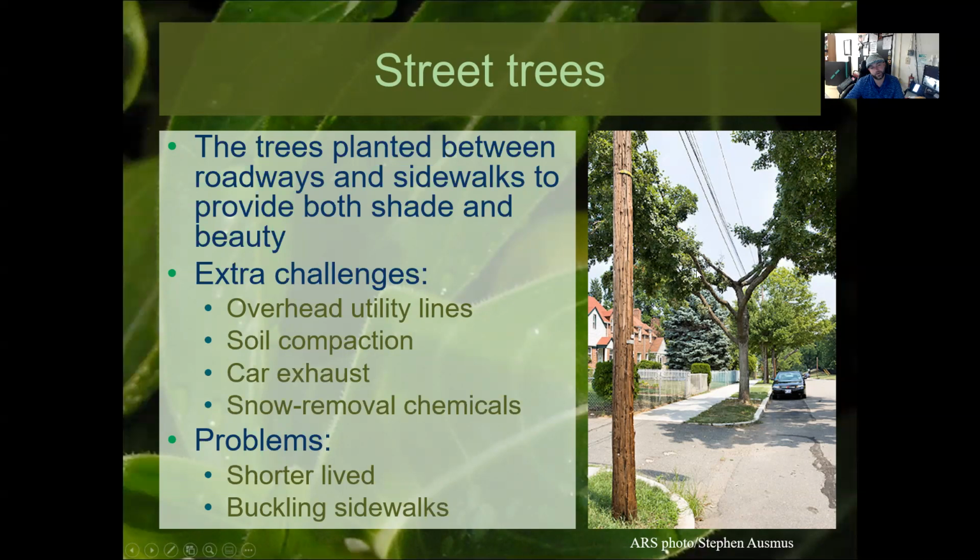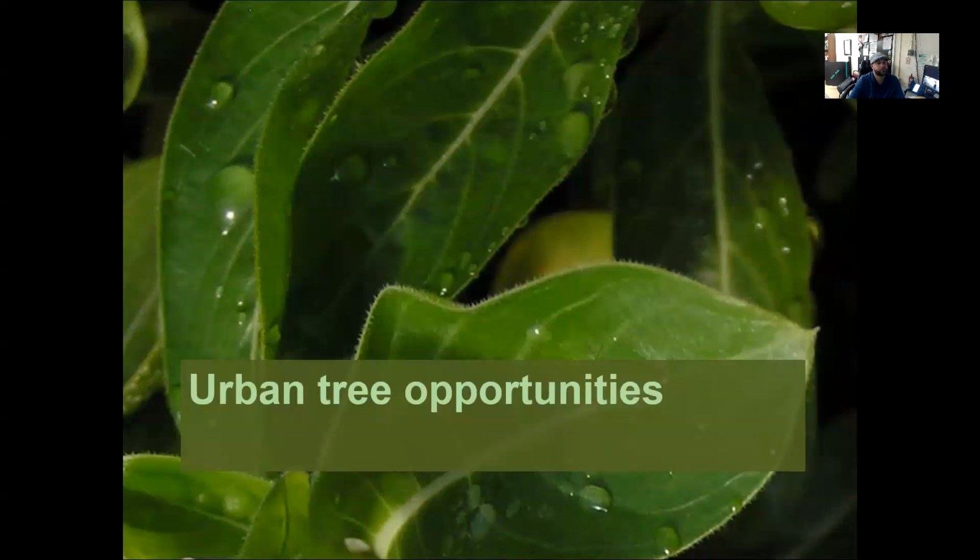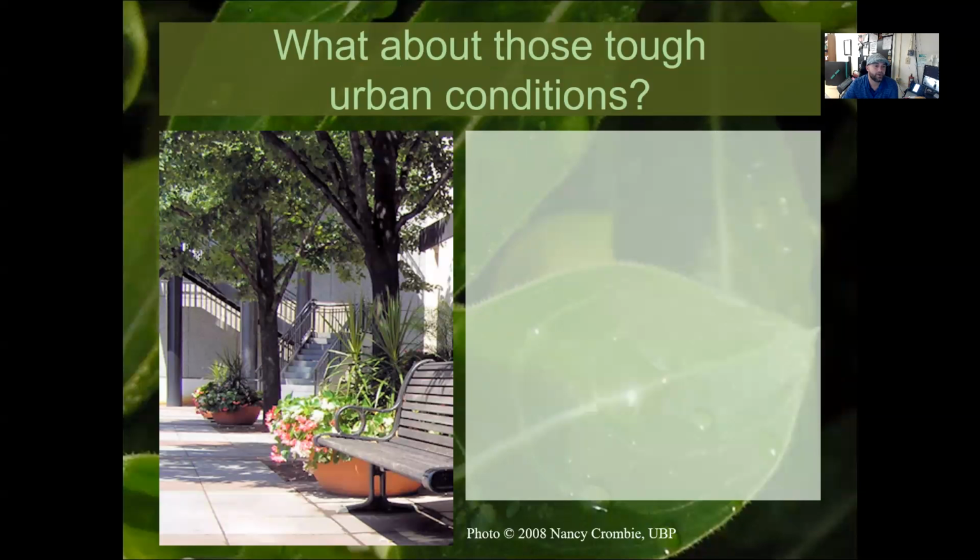And then over time, they get too tall for the power lines. So you have to make sure you're cutting those back to make sure you're not touching those lines, because sometimes when you touch those lines, those trees will light right up. So, urban tree opportunities. What about those tough urban conditions?